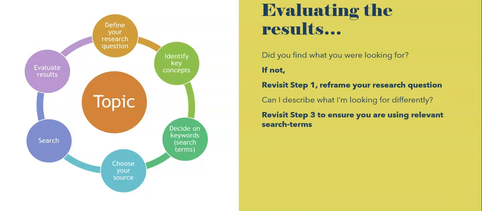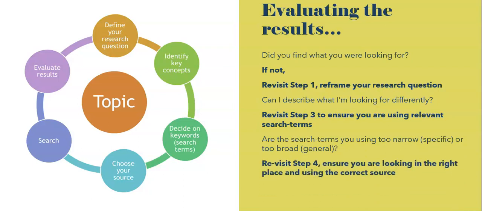Revisit step 3 to ensure you are using relevant search terms. Are the search terms you are using too narrow, maybe too specific, or too broad and too general? And revisit step 4, ensure you are looking in the right place and using the correct sources. So does this database or journal contain the information that I'm looking for? And where else can I find information on my topic?